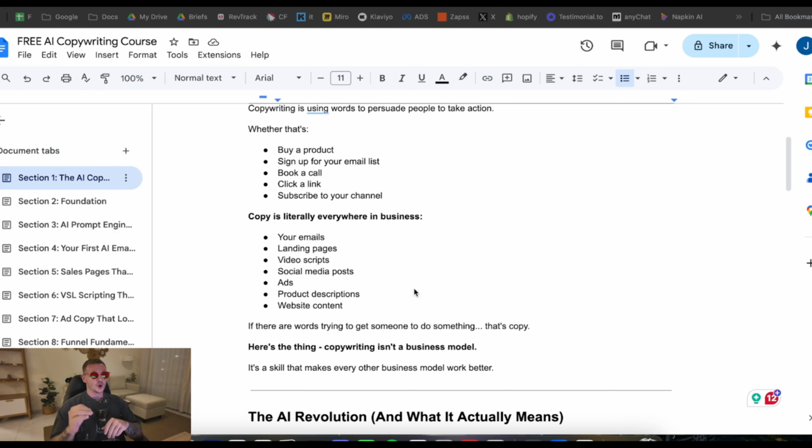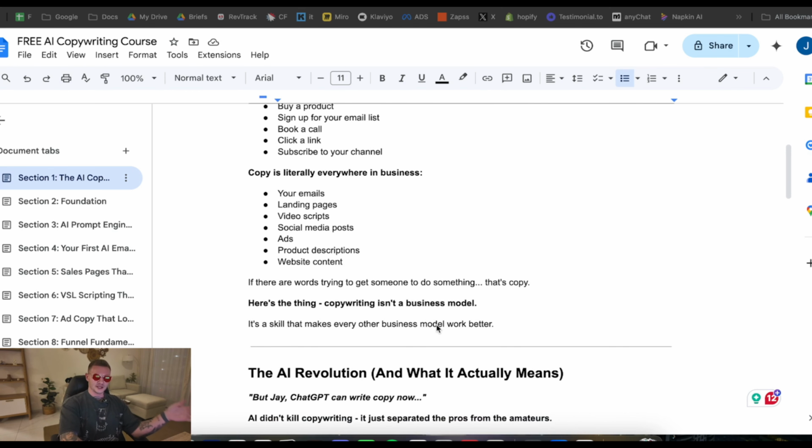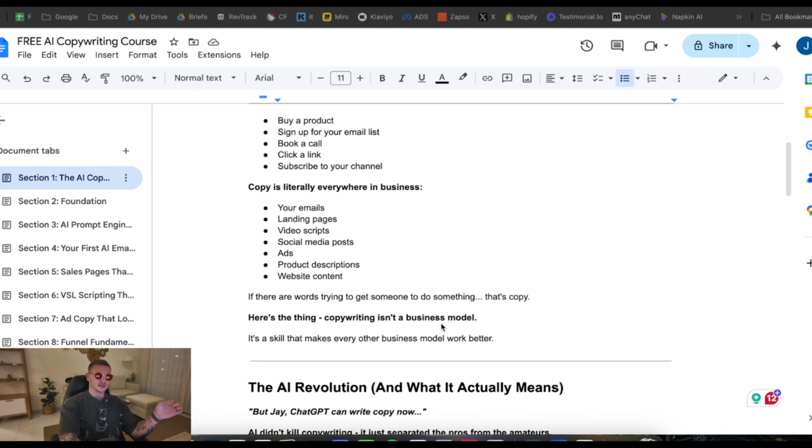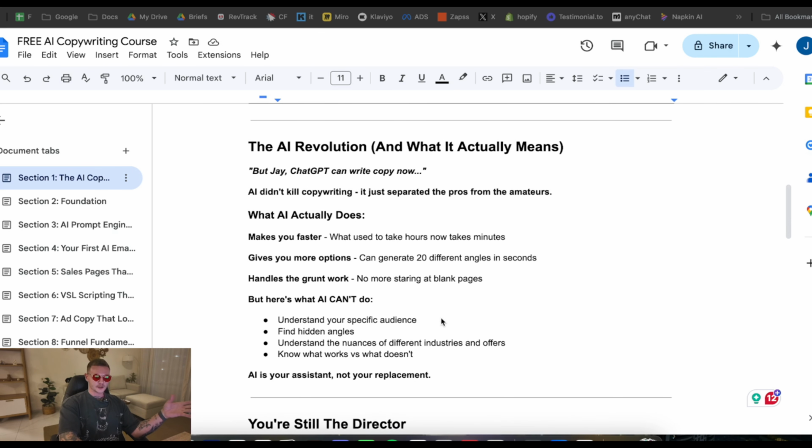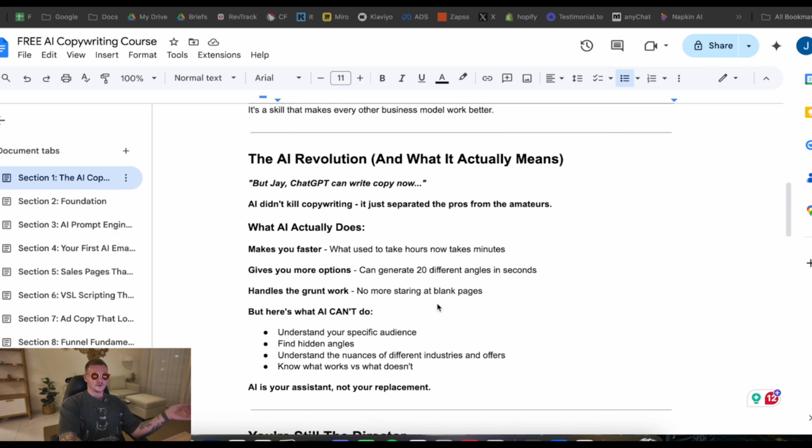That's probably the best way to understand what it is. Now, here's the thing. Copywriting is not a business model. I've spoken about this numerous times, but it's not a business model. It's the skill that you use inside a business. So, hopefully you understand what copywriting is now. The AI revolution. So, what role does AI play in this? Where does AI come in? Because a lot of people just think that AI is just going to take over and you're not going to need any copywriters anymore. So let me explain what AI actually helps you do.